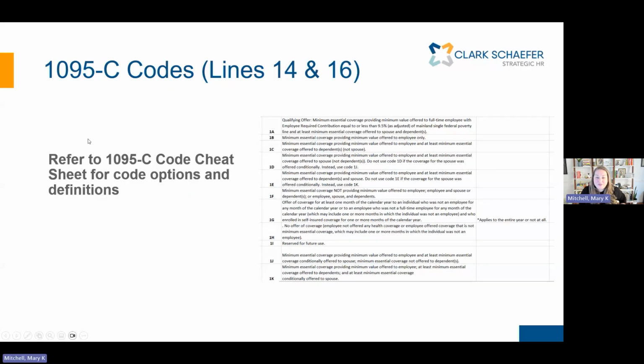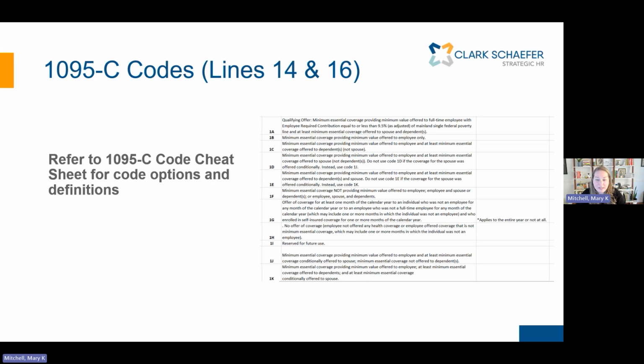Now, I had mentioned for lines 14 and 16 that we have different codes that we can use. And here are some examples, and I'm happy to share cheat sheets with anybody that may need it, but it's also in the 1095-C instruction form. You can see that for line 14, for these examples here, we have all 1 codes. So everything on line 14 is going to start with the number 1.